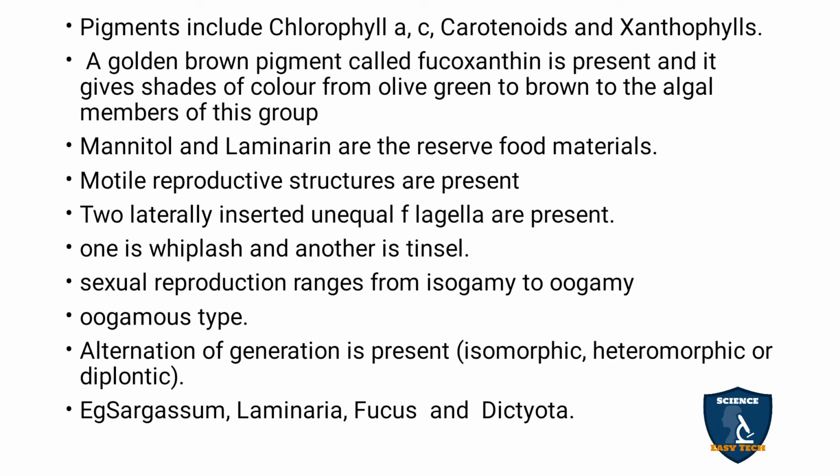So the pigments chlorophyll a, c, carotenoids and xanthophylls are the pigments seen in brown algae or Phaeophyceae. A golden brown pigment called fucoxanthin is present. This they may ask in 1 mark. For the golden brown color, the fucoxanthin pigment is present and it gives the shades of olive green to brown to the members of this group. So olive green to brown, that is because of fucoxanthin. This they may ask in 1 mark.